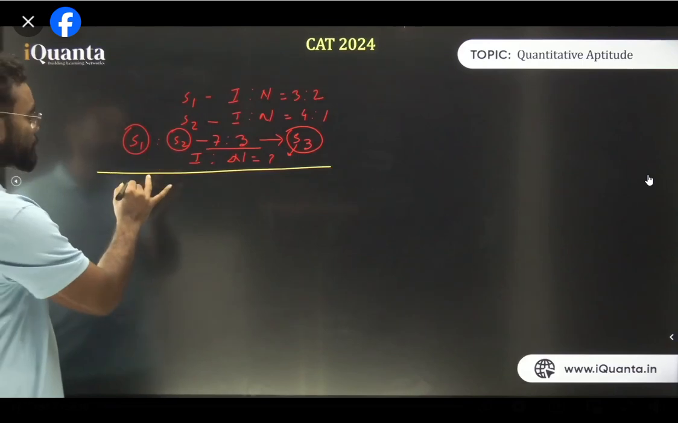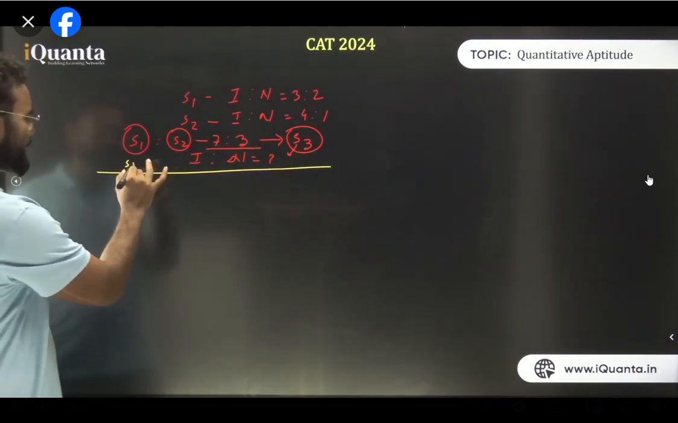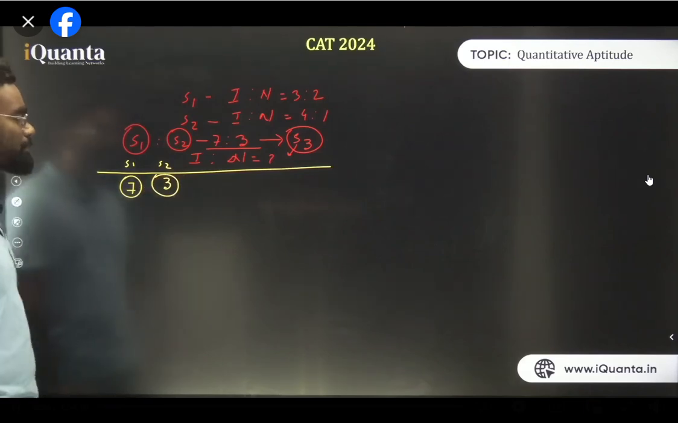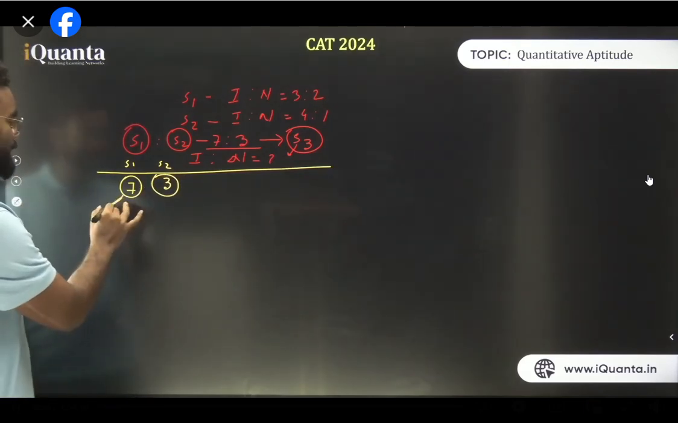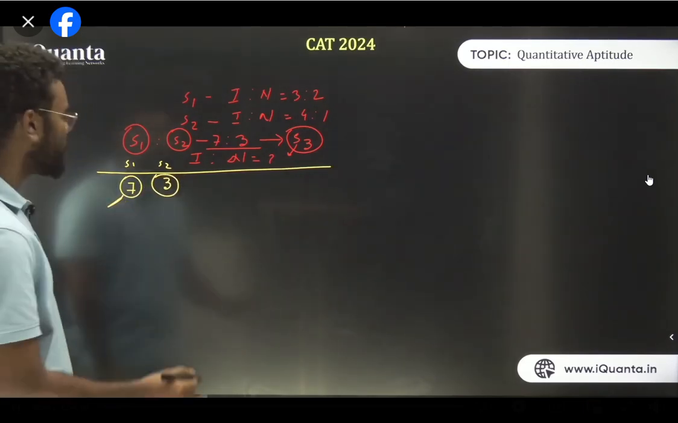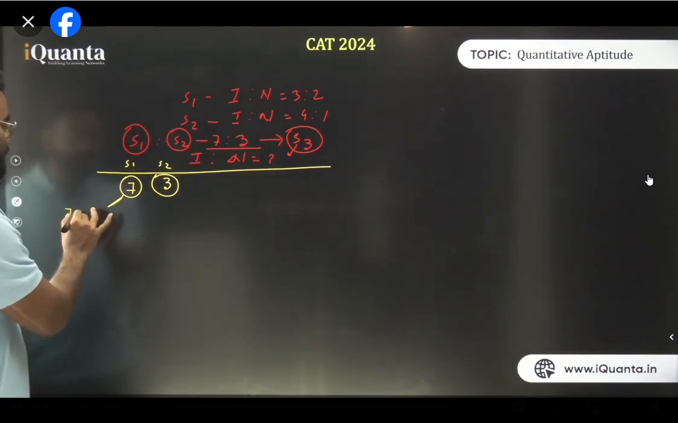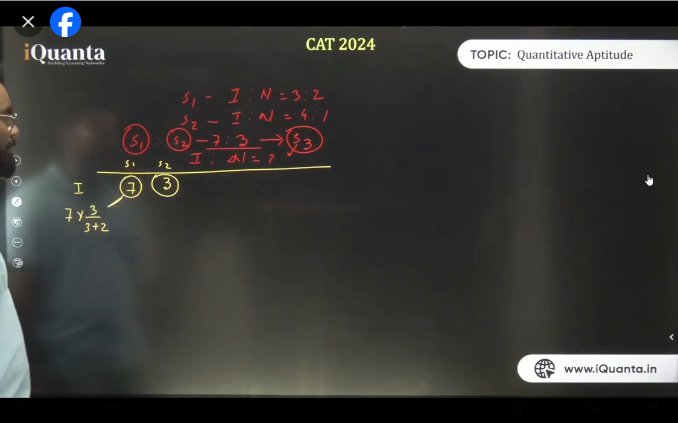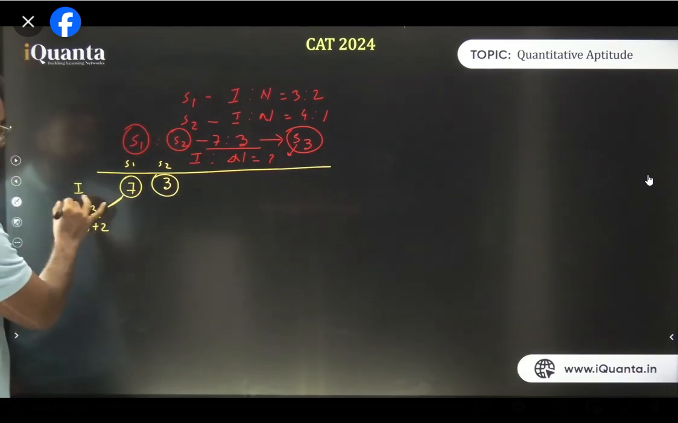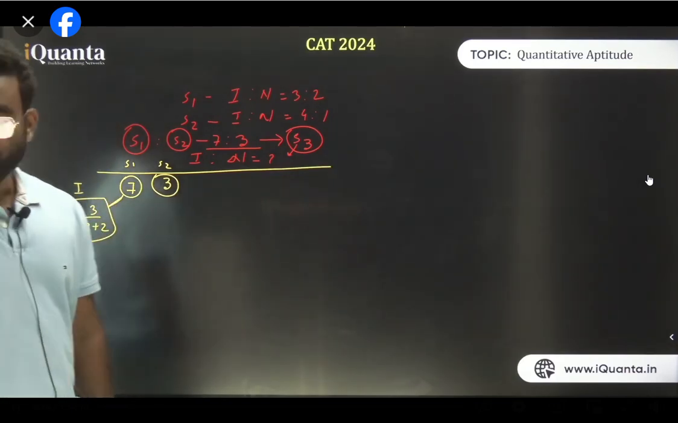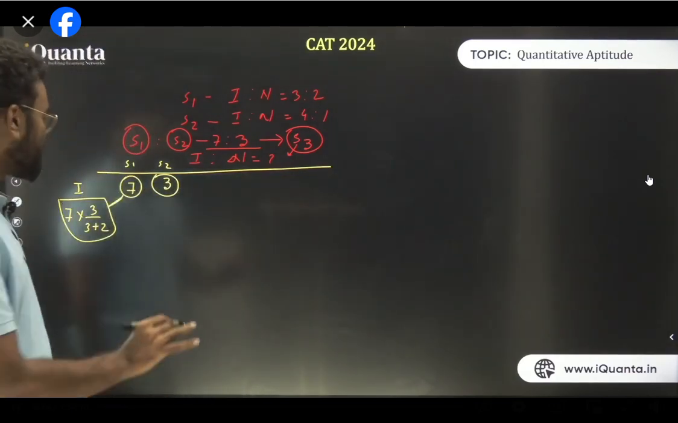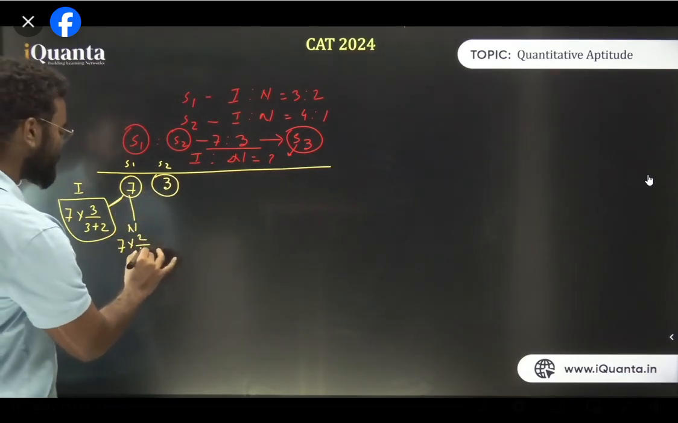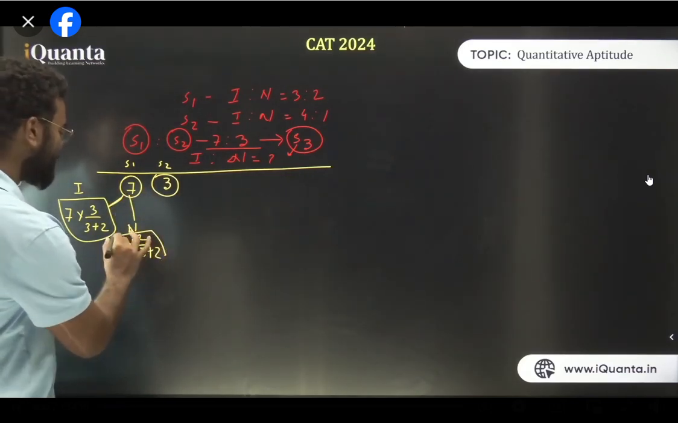So, let's say in S1 I'm taking 7 parts, and S2 I'm taking 3 parts, right? Now think about it: in S1, what is the amount of iron? Amount of iron in S1 kitna hoga? If it is 7 parts, the amount of iron in 7 parts should be 7 into 3 upon 3 plus 2. So in S1, the amount of iron will be 7 into 3 upon 3 plus 2. Am I clear? In the next case, in S1, what is the amount of nickel? The amount of nickel will be 7 into 2 upon 3 plus 2. Fair? This is the amount of nickel in S1.